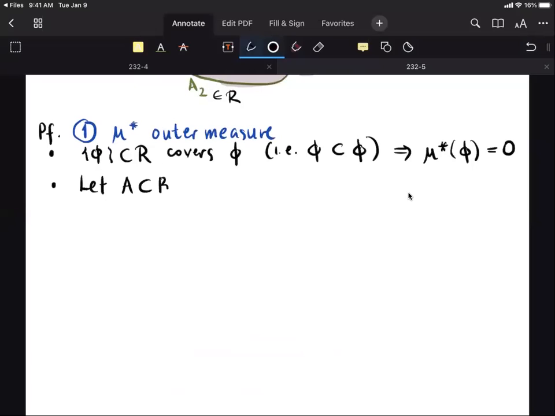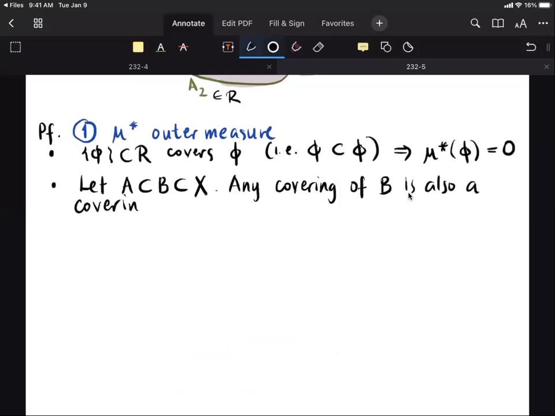Now let us take two subsets of X, A and B, where A is a subset of B. Observe that any covering of B is also a covering of A. But not the other way around. There can be a covering of A that is not a covering of the larger set B. In other words, there are more coverings of A than coverings of B, since any covering of B is also a covering of A.